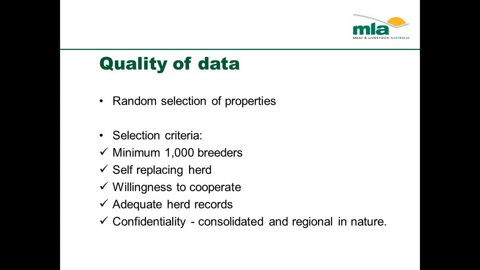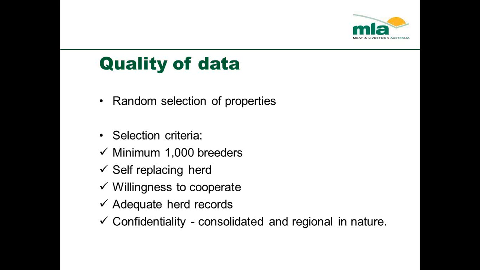So if we now look at the quality of the data, what we did first up was get a list of all the properties in each of the regions. We inputted them into the Excel spreadsheet and asked Excel to randomly sort them. When that was done, we just worked from the top to the bottom and contacted each of those properties, told them what the project was about, and asked them if they'd like to be involved.